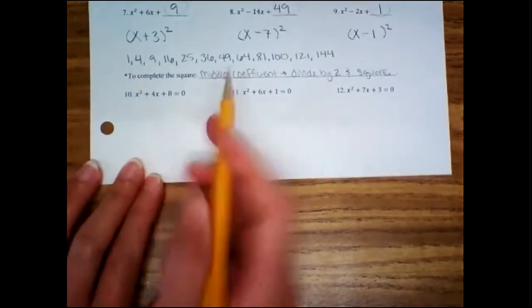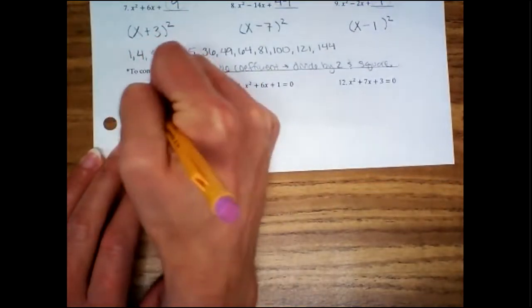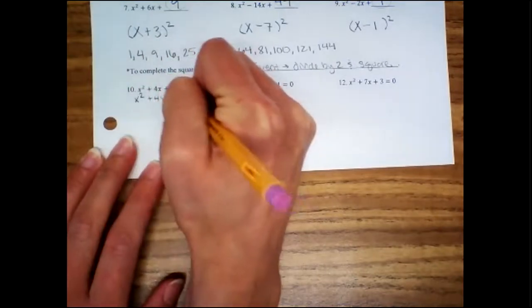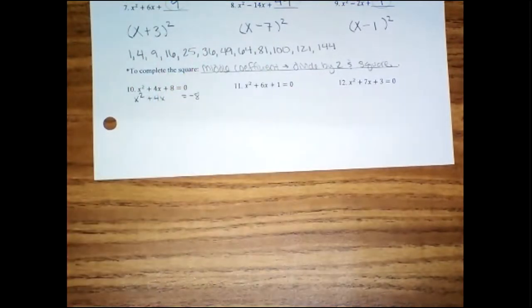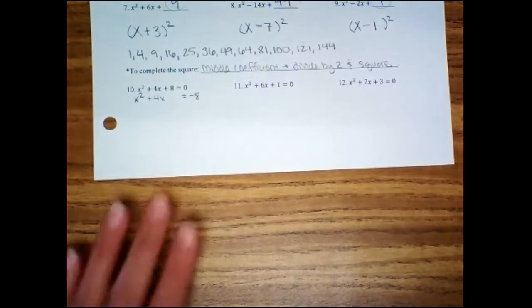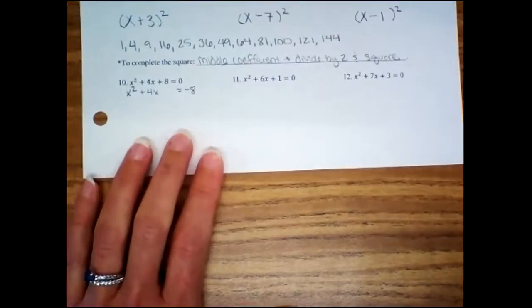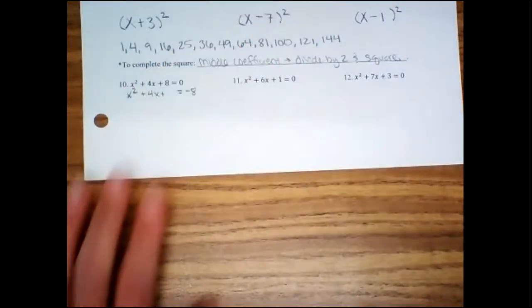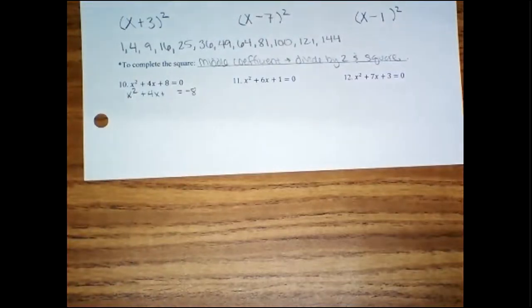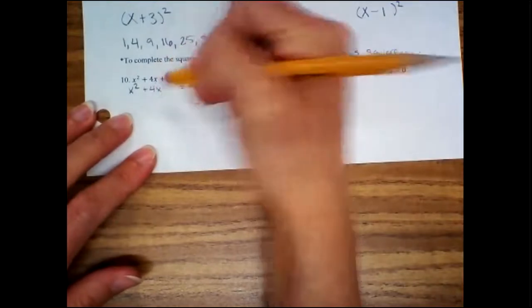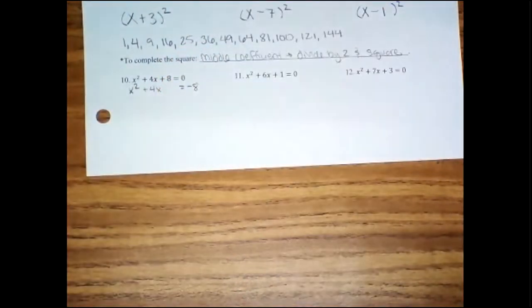All right, so whenever we do these, the first step is you want to subtract that 8 to the other side and leave a little blank. Do you see how I left a blank there? Because you want to add on whatever number completes the square. And actually, I'm going to make it a different color, purple, so that you can see it and it looks different. So leave a little blank there.